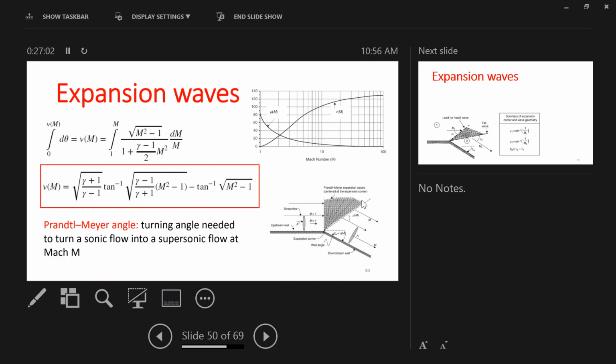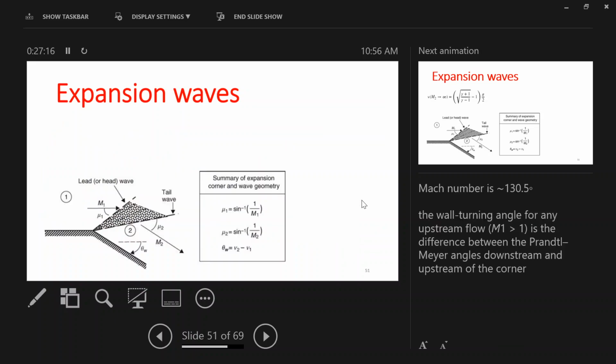So you are either given this theta wall, or you are required to find this theta wall, which is going to be equal to the Prandtl-Meyer angle. As your downstream Mach number approaches infinity, your Prandtl-Meyer angle reaches a limit of square root of (gamma plus 1) over (gamma minus 1), minus 1, multiplied by pi over 2. What does this tell you? This limit, what does this limit tell you?